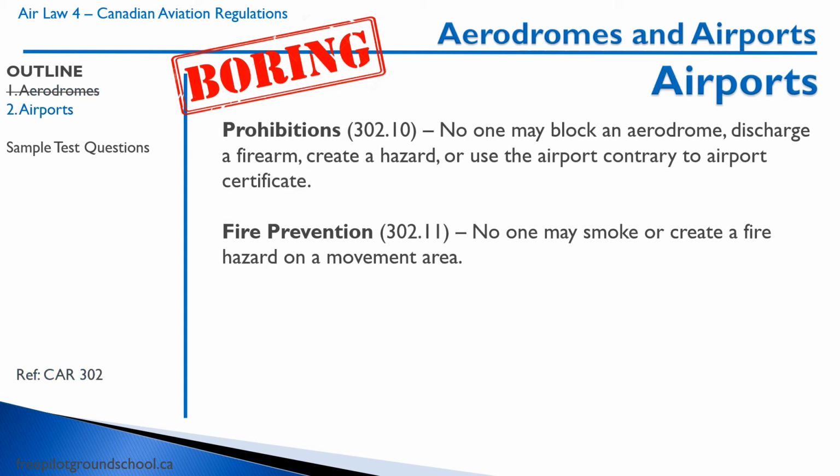Not surprisingly, the exact same regulations apply to airports in addition to the aerodromes that we were talking about before. However, this time it can't be contrary to the airport certificate. If an airport operator wants to make a rule that you can start shooting your shotgun on the airport property, well, I guess you can do it, but it has to be in accordance with the airport certificate. Seems kind of silly anyway. I don't know why anyone would allow a hazard or something like that. And again, you can't smoke or create a fire hazard.